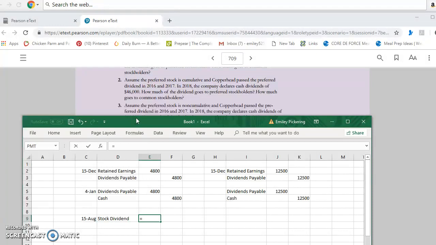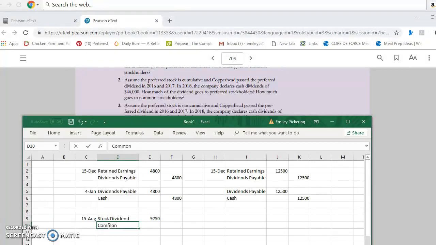So what I'm going to do is I'm going to increase my stock dividend. And that's going to be $15 per share, the market share. I'm issuing, I have 13,000, and I'm going to increase that by 5%. So that gives me $9,750.